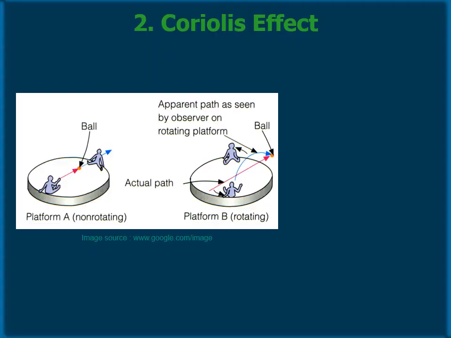Now coming to the second point, the second force which governs the movement of air from one point to another over the Earth's surface. The second is known as the Coriolis force, or rather, the more appropriate term is the Coriolis effect, because it is not a particular force like the pressure gradient force we previously discussed.